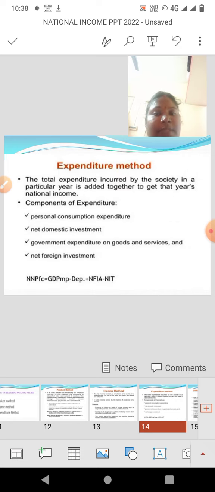Another one is the expenditure method. The total expenditure incurred by the society in a particular year is added together to get that year's national income.